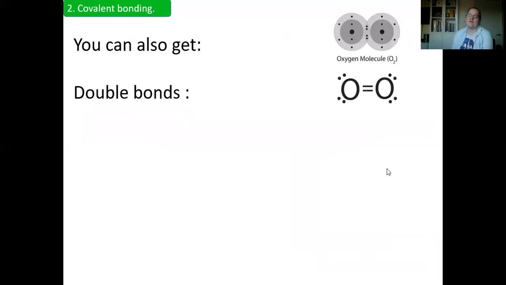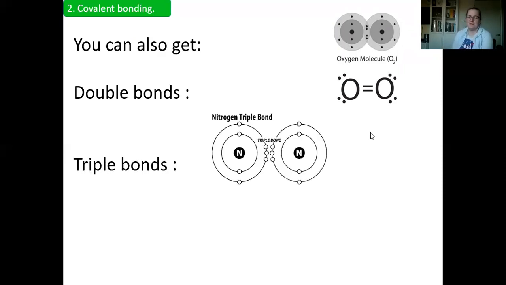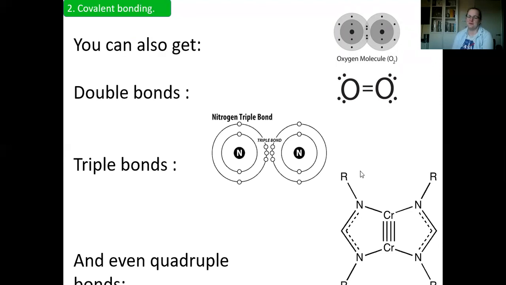You can also get, these are the double bonds that I was talking about. So oxygen can covalently bond together. When it covalently bonds together, it actually shares two pairs of electrons to make a full outer shell. So it is a double covalent bond. So to draw this, we draw the two lines next to oxygen. We can also get triple bonds, nitrogen triple bonds, which means it shares three pairs of electrons, and we can also get quadruple bonds.